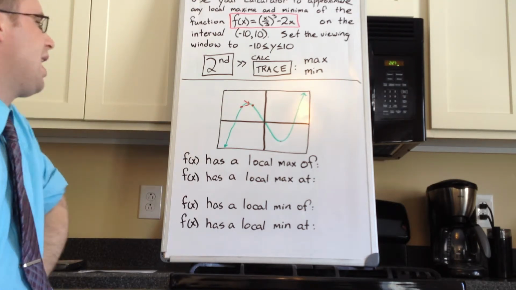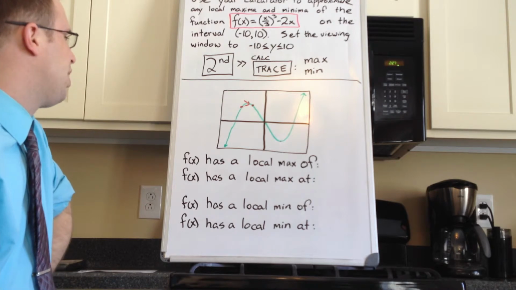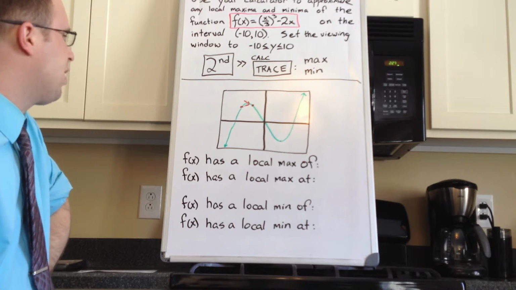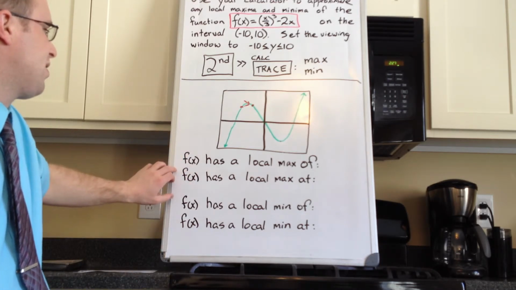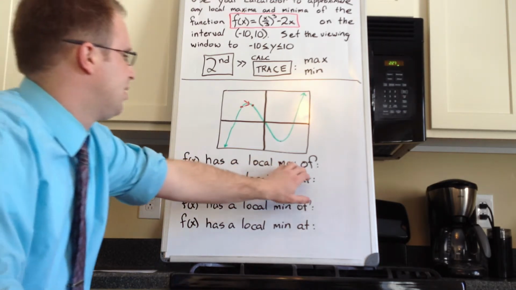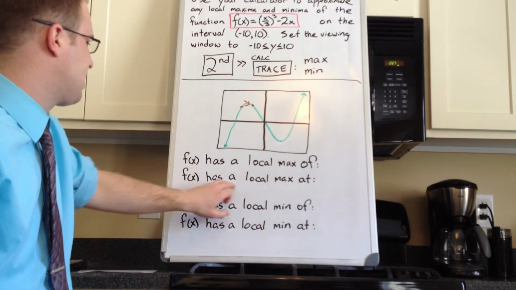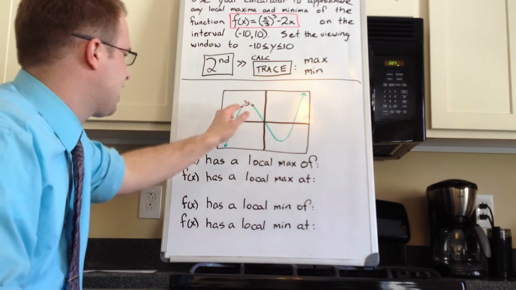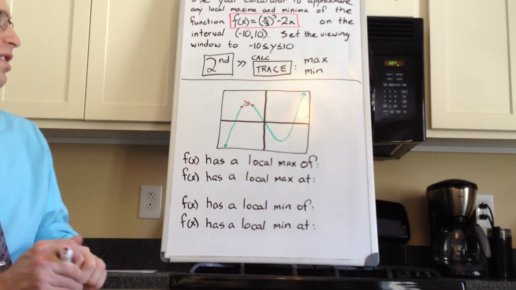So go ahead and pause the video, calculate the local max and local min, write down what they are and where they are. So like this, f of x has a local max of, and you would put the y value, the highest value that it attains. And then you would say f of x has a local max at whatever the x value of this is. So go ahead and do that, and then unpause it and we'll see if we got the same answers.